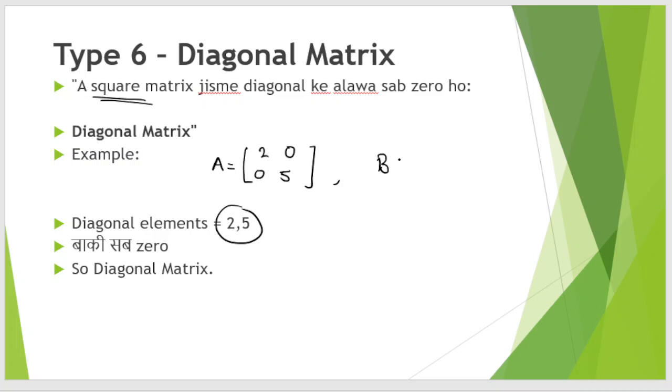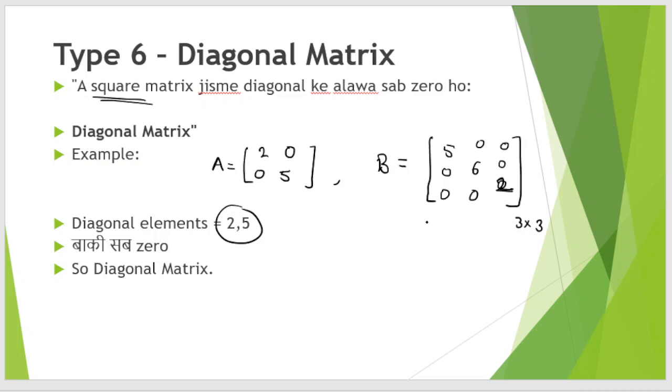For example, matrix B, right? It should be square first of all. 3 by 3, 4 by 4, 5 by 5, whatever it may be. For simplicity, I'm going to take 3 by 3. Then the diagonal elements have to be there, so 5, 6 and 2, and all remaining elements must be 0. We are going to call it a diagonal matrix. I hope this is clear.